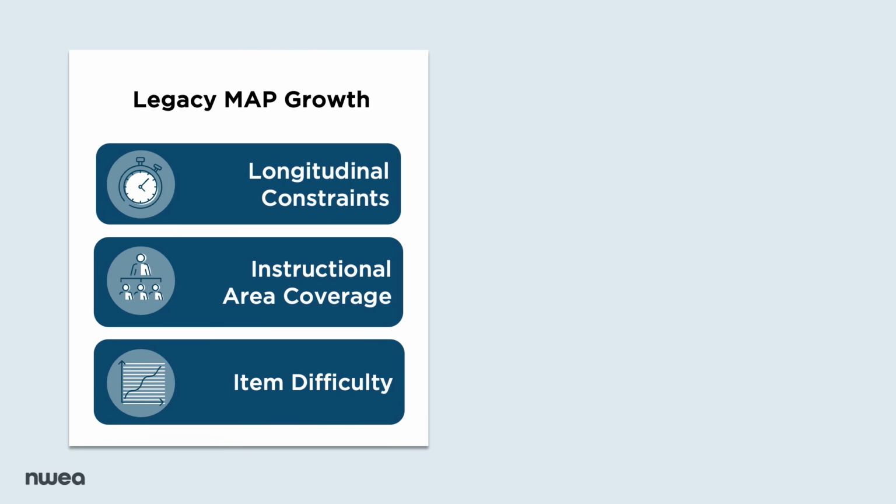The algorithm followed 3 core blueprint rules. The first, regarding longitudinal constraints: a student shouldn't see the same item again too soon, usually not within 14 months. Second, instructional area coverage. Items are selected to evenly represent the different content areas within a subject. And finally, appropriate difficulty. Items are chosen based on the student's achievement level, as we saw in the CAT demo.